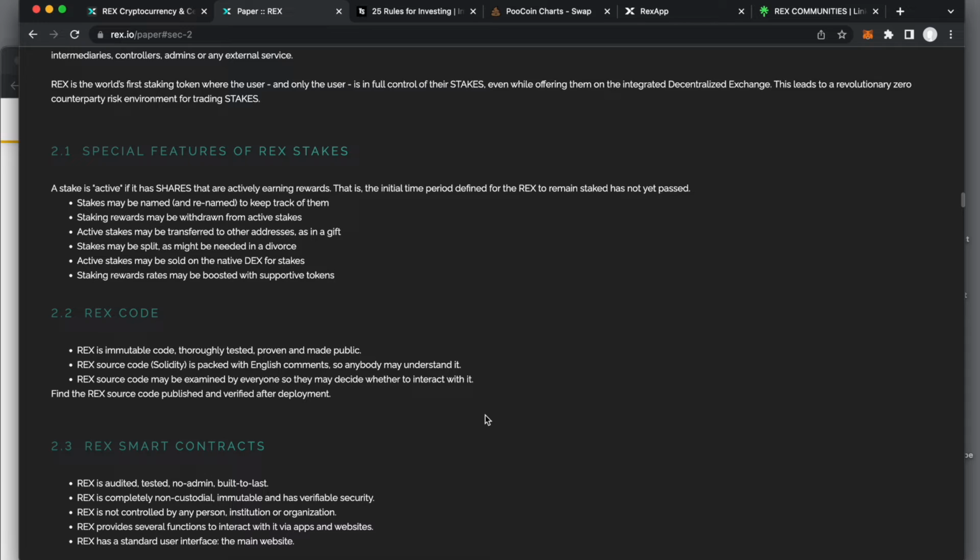Active stakes can be sold on the DEX, and that is a whole piece of strategy that will enter into your REX strategic plan starting on day 111 of REX. And then finally, staking reward rates may be boosted with supportive tokens like MREX and TREX.